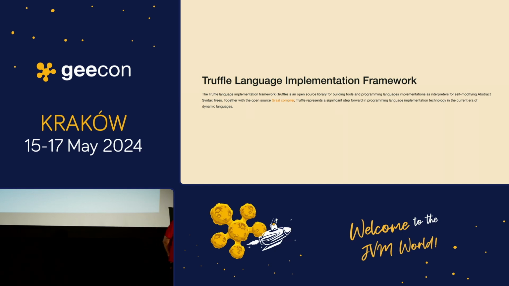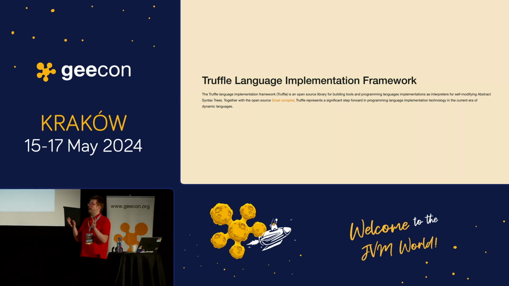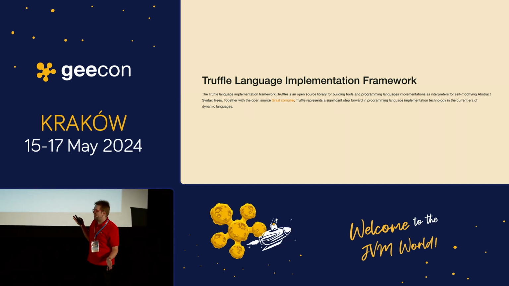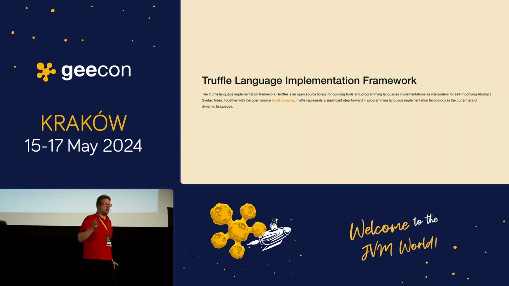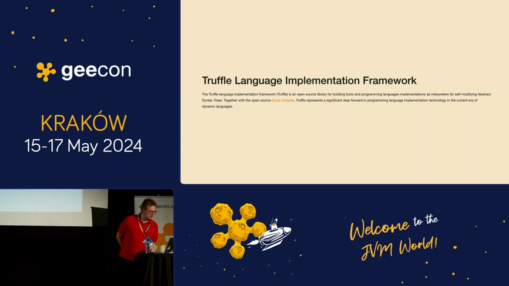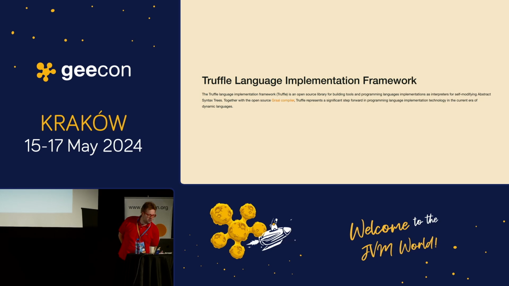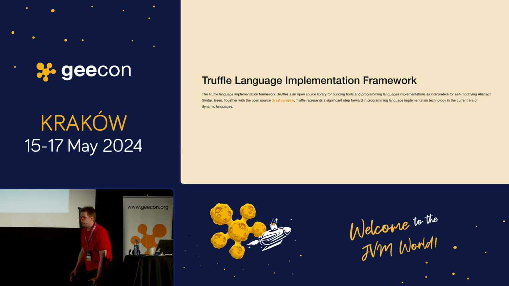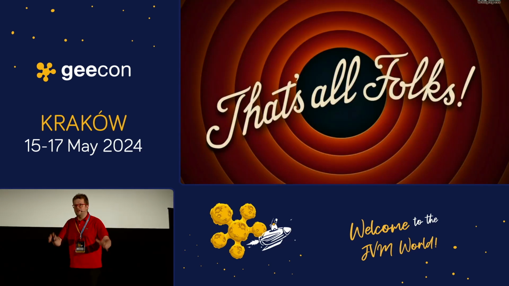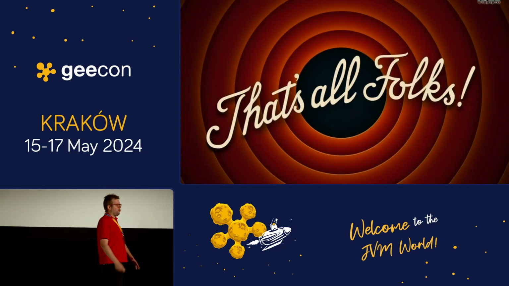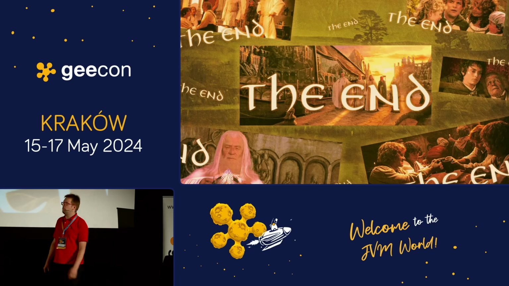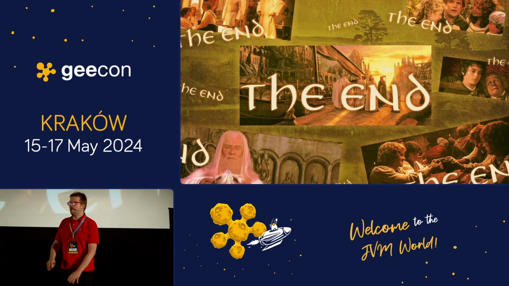And Truffle, let me read it. This is the definition that you will find in most presentations, on the web page of the Truffle, on the web page of GraalVM. Truffle is the language implementation framework, open source library for building tools and programming languages implementations as interpreters of self-modifying abstract syntax trees. And most of the time, the whole story ends there. Nobody is giving more context about it, just simply the end, like with Lord of the Rings. You remember about Lord of the Rings.